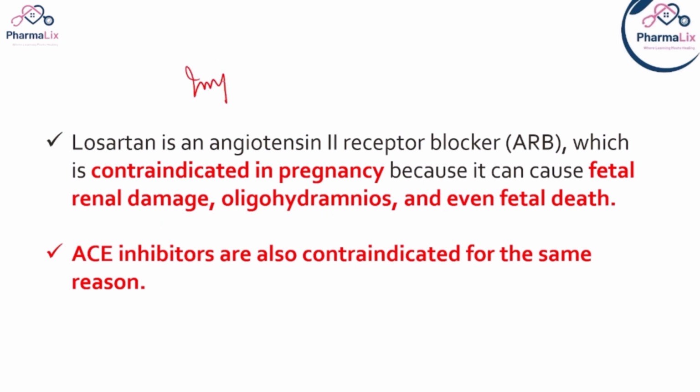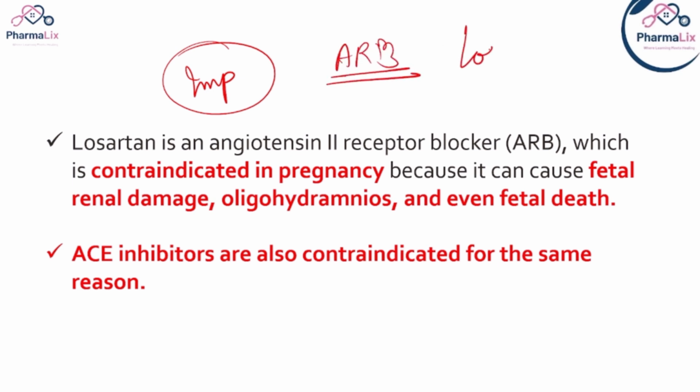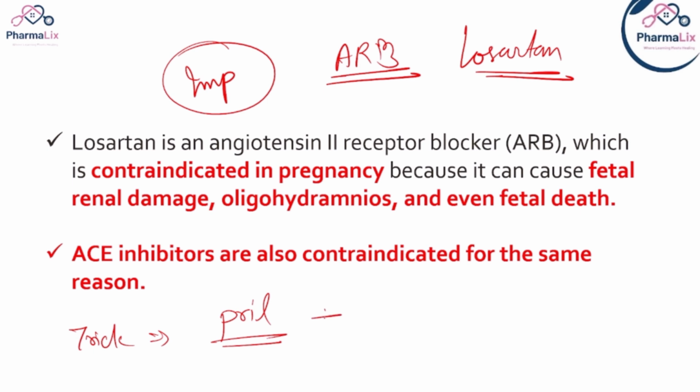So this is one of the very important points for the ARBs, and especially for losartan, because it can cause renal damage, also oligohydramnios, and even fetal death. ACE inhibitors are also contraindicated for the same reason. So as a trick, if you have any drug ending with either pril, that is our ACE inhibitors, or sartan, that is our ARBs, these kinds of drugs will be contraindicated in hypertension during pregnancy.